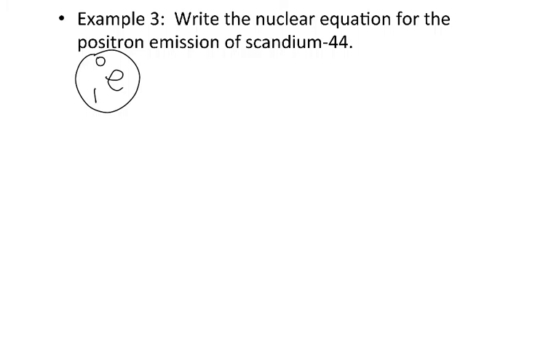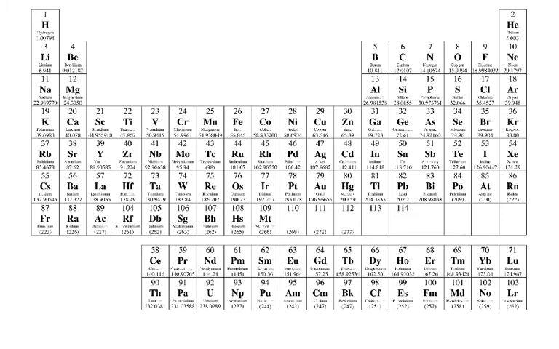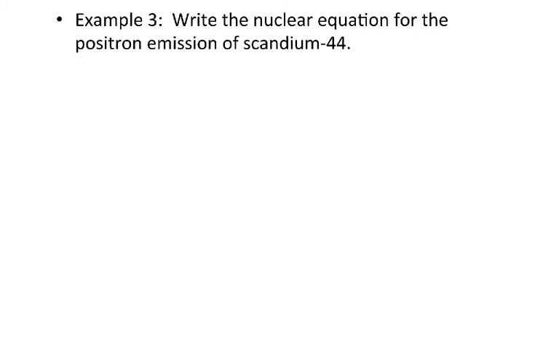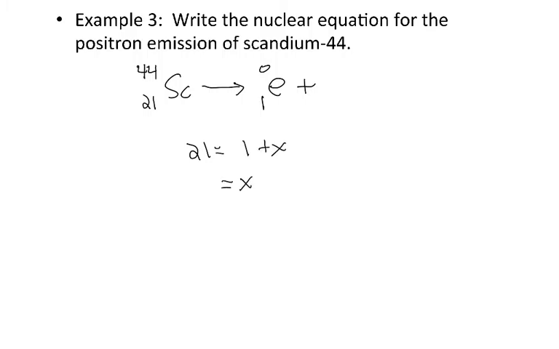And I need to know what the atomic number of scandium is, so I'll go to the periodic table again. All right, here's scandium right here. It's number 21. So now I can write the nuclear equation. I've got scandium-44, and it's going to spit out the positron. And then I've got to figure out what the new atomic number is, right? So 21 is equal to 1 plus x. So we see that x, in this case, is going to be 20.